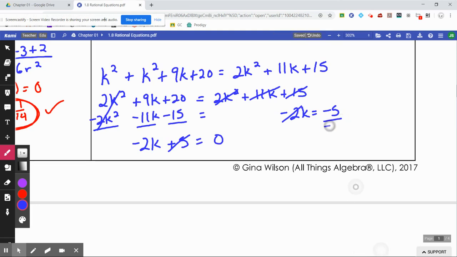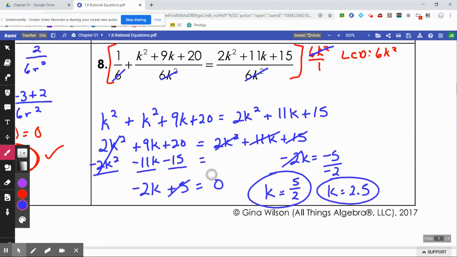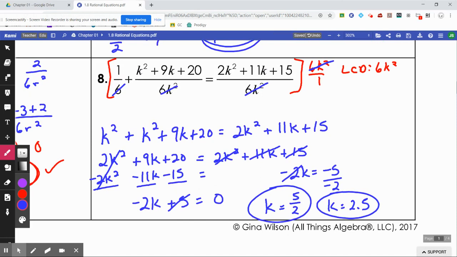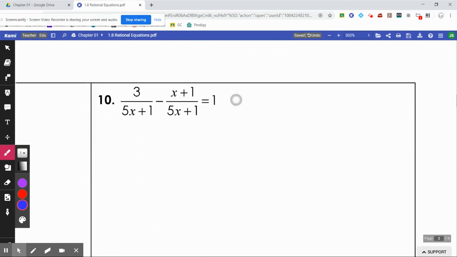Let me write that better. You can leave your answer as negative divided by negative is a positive, so you could leave it as 5 halves, or you could change it to a decimal, which would be 2.5. Again, go back and check, and as long as k was not 0, 6 times 0 would give you 0, so 2.5 will be fine. Number 9.